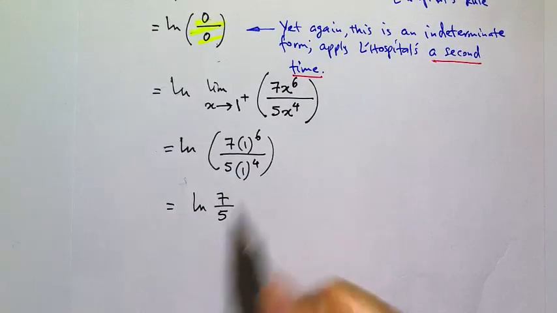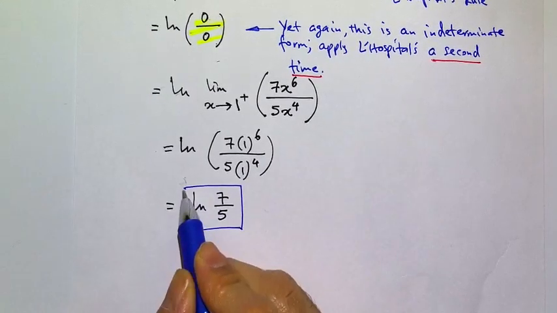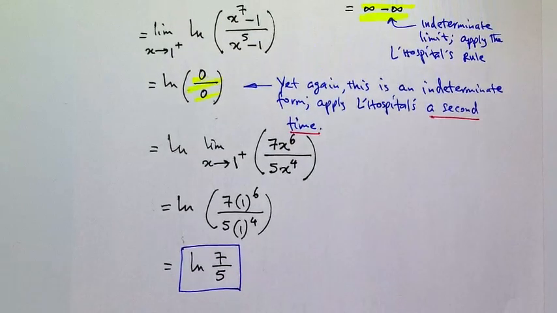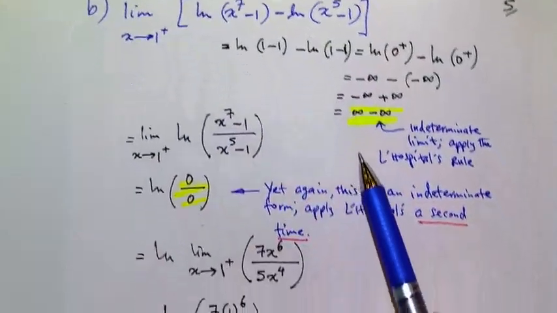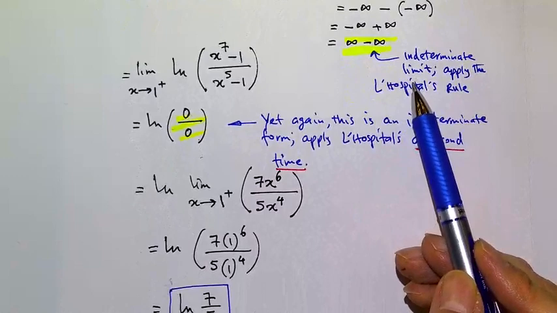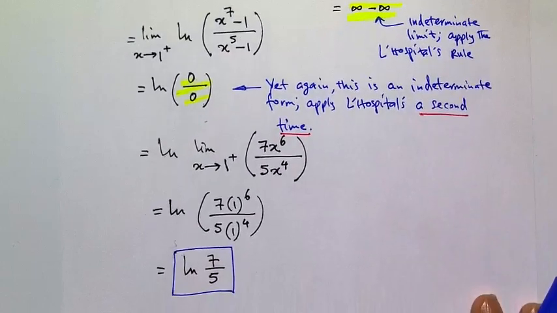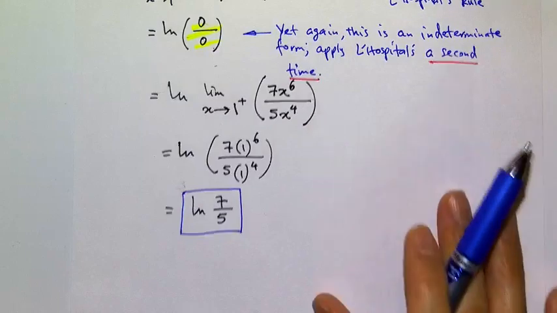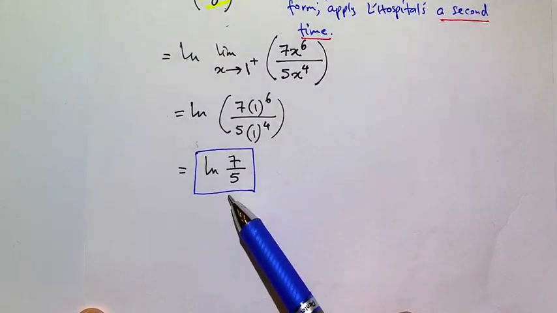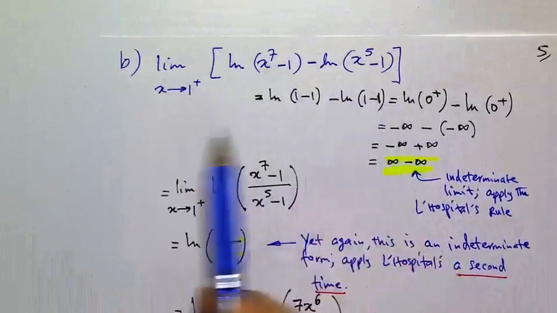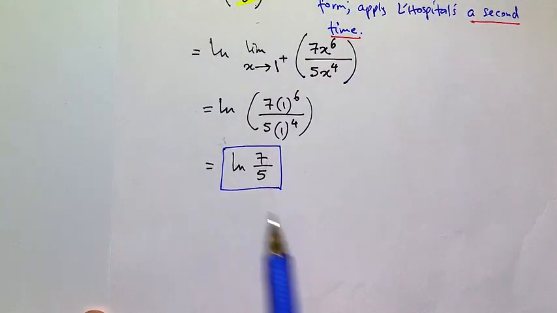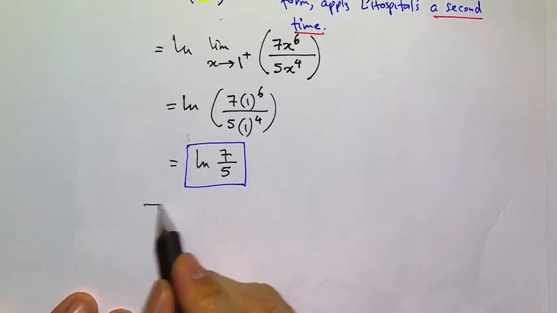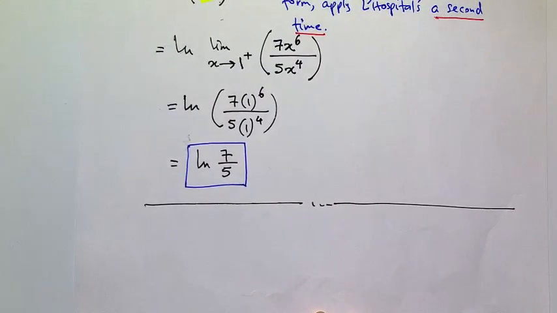There you have it. So we have our final result. Again, I'm sure you see the power of this. We were trying to take the limit of this expression. Originally, we got an indeterminate limit. And now, applying the L'Hopital rule, we were able to get a convergence. The limit of that expression, as x goes to 1 from the right-hand side, converges to this number, natural log of 7 over 5. So you can see the usefulness of that. Okay.